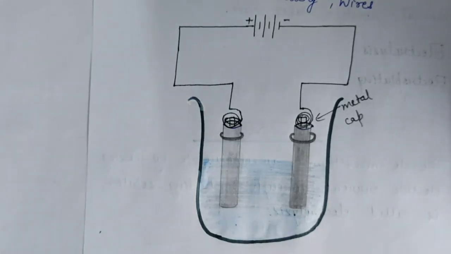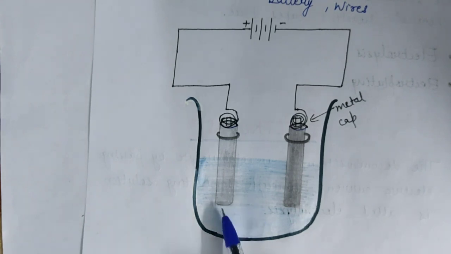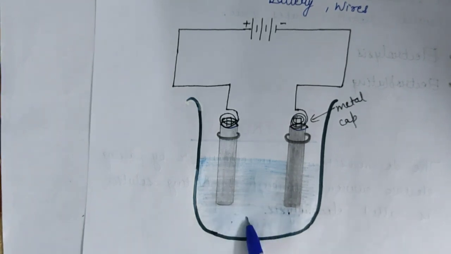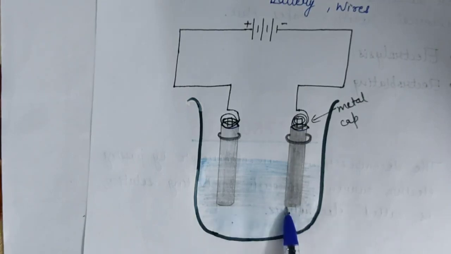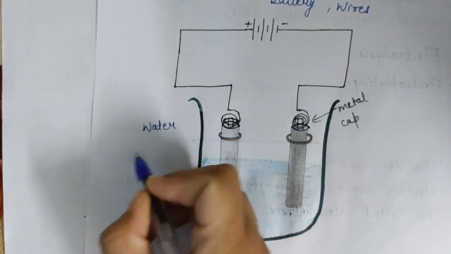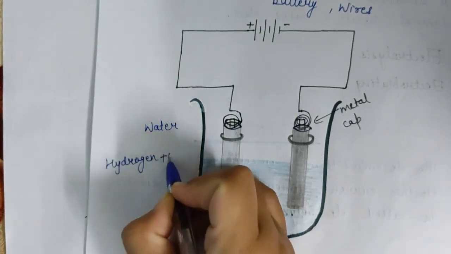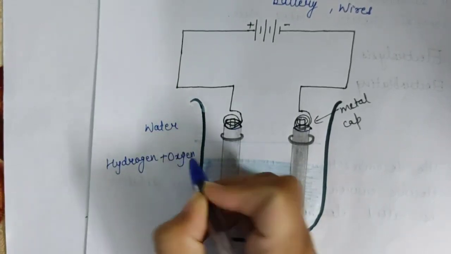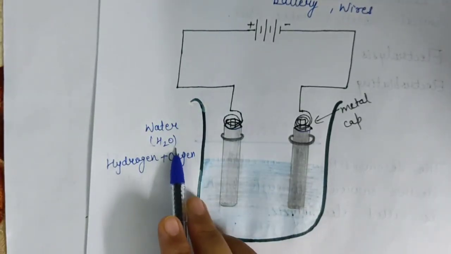Some gas bubbles formed near the electrodes. So what we have observed is that when electrodes are immersed in a conducting liquid and current is passed, some gas bubbles form near the electrodes. Now here we know that water is made up of hydrogen and oxygen, right? Because the chemical formula of water is H2O, meaning water is made up of hydrogen and oxygen.